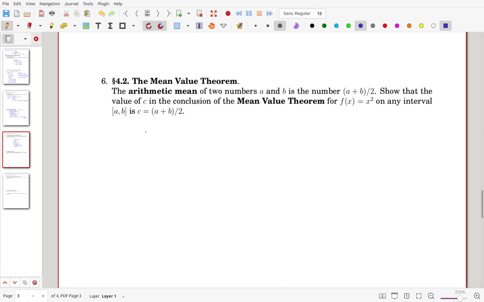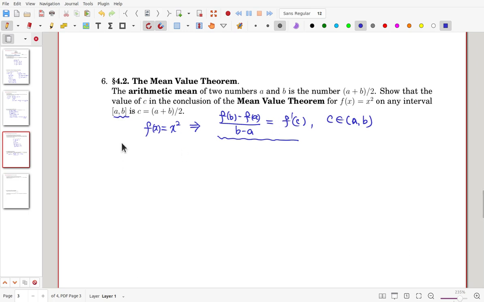Okay, let's see that. Here, f of x is x squared. The mean value theorem is given in this way: for any interval a, b, f of b minus f of a divided by b minus a is the same as f prime at c, where c must be between a and b. So that is the mean value theorem. We want to check that c, once it is satisfied, is the arithmetic average of a and b.